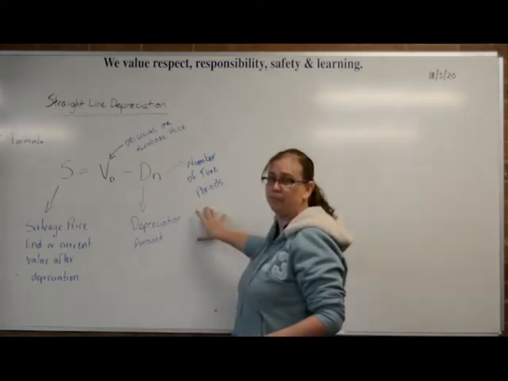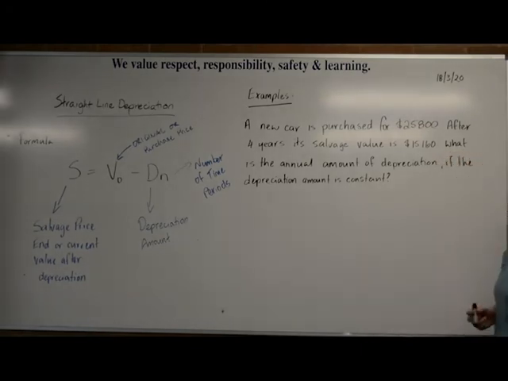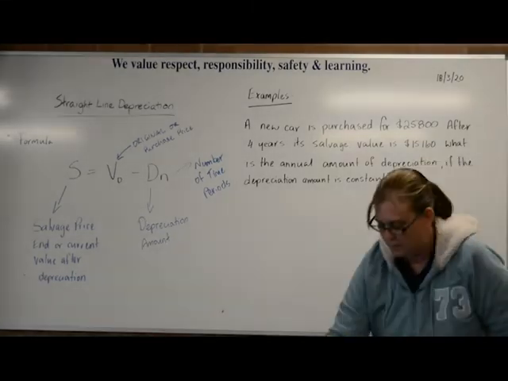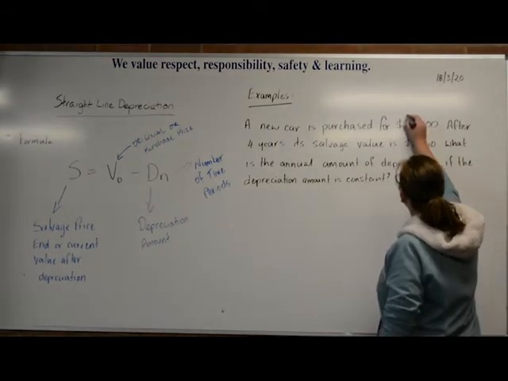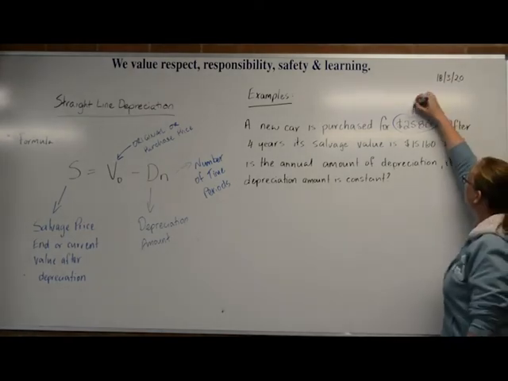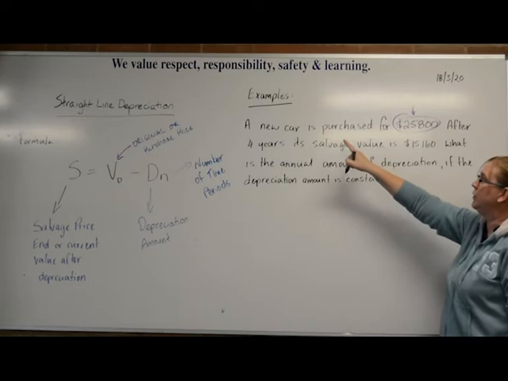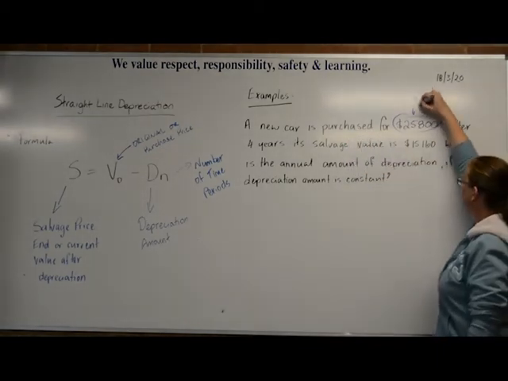So here's our example. A new car is purchased for $25,800. After 4 years, the salvage value is $15,160. What is the annual amount of depreciation if that amount is constant? So, we have some things to look at. We know this amount here. Which part of the formula is that amount? It's the purchase price. It's going to be the V0.